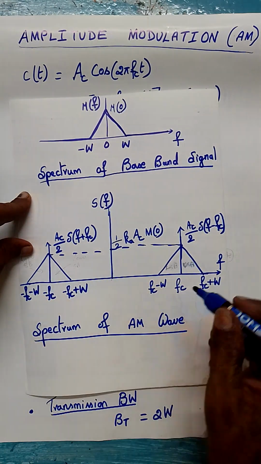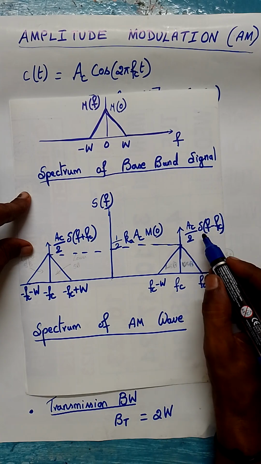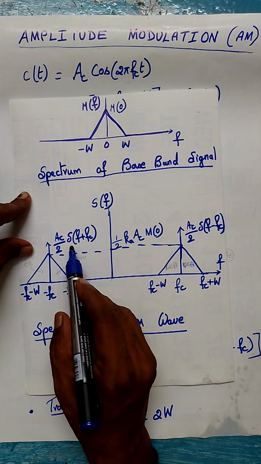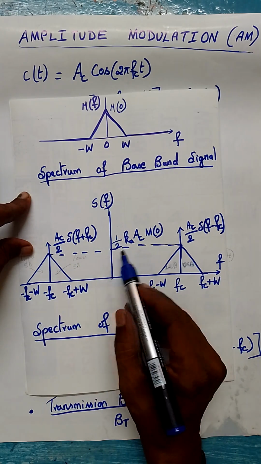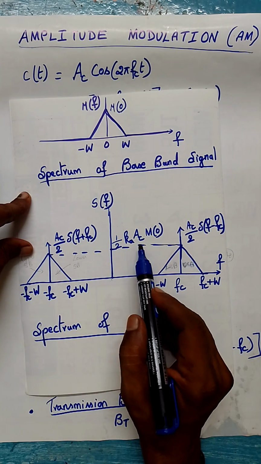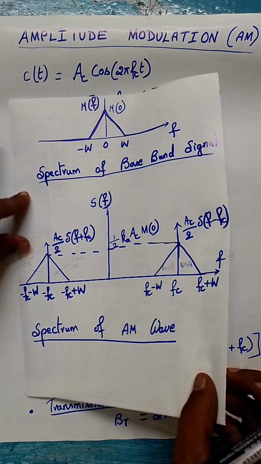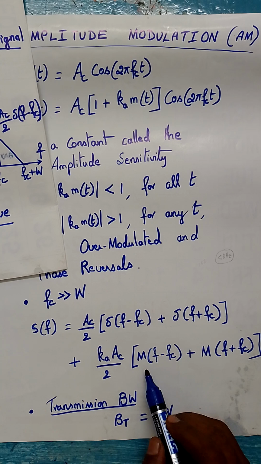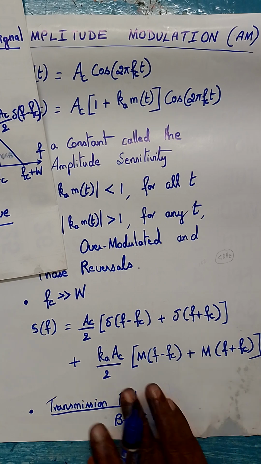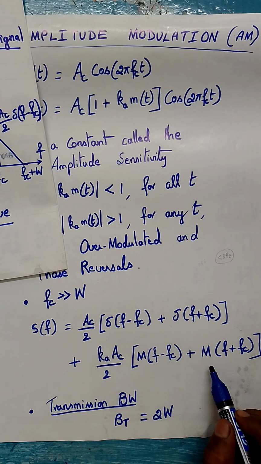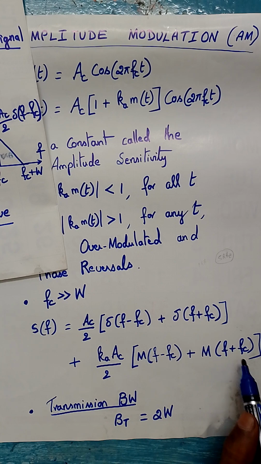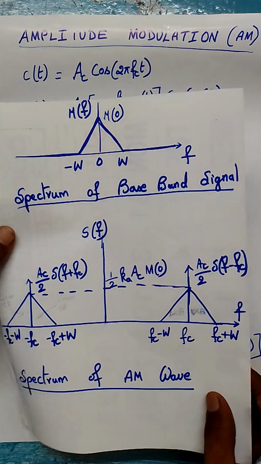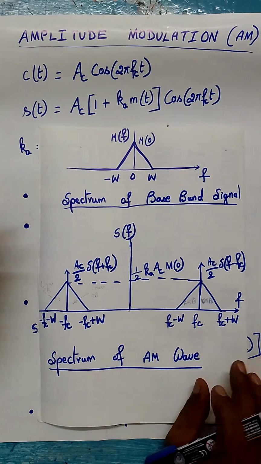So now the amplitude here is Ac by 2 delta f minus Fc. Here again the amplitude is Ac by 2 delta f plus Fc. At the mid the amplitude is half Ka Ac M of 0, because we have seen here Ka Ac by 2 M of f minus Fc. The other one is Ka Ac by 2 M of f plus Fc. Okay. So that's all about amplitude modulation.